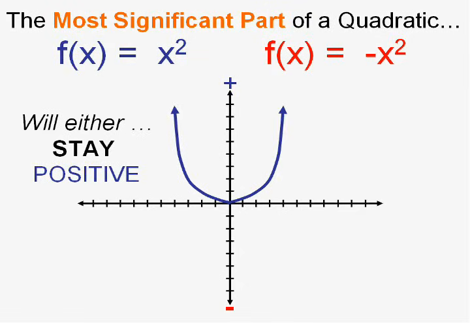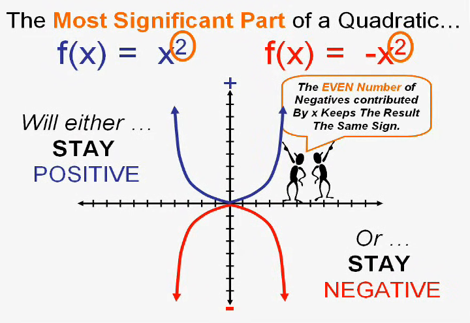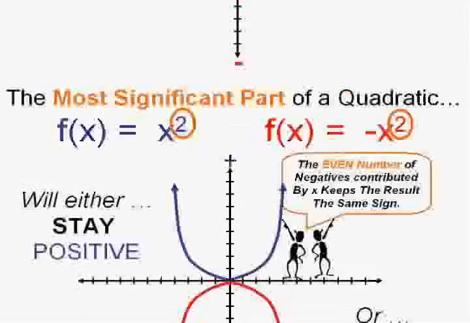Now, on the other side of this, if we have a negative x squared, we're going to do the exponent first. We're going to do the x squared first, and on the negative side, we'll get a positive number, but then it'll become negative, so it'll point down. And even if we square a positive number, it's still going to stay negative, because the last thing we'll do with this function is make it negative. So with a quadratic function, if it's a positive, it stays positive, and if it's a negative, it stays negative, because of the squaring, the even number of negatives. It results in keeping the sign the same.